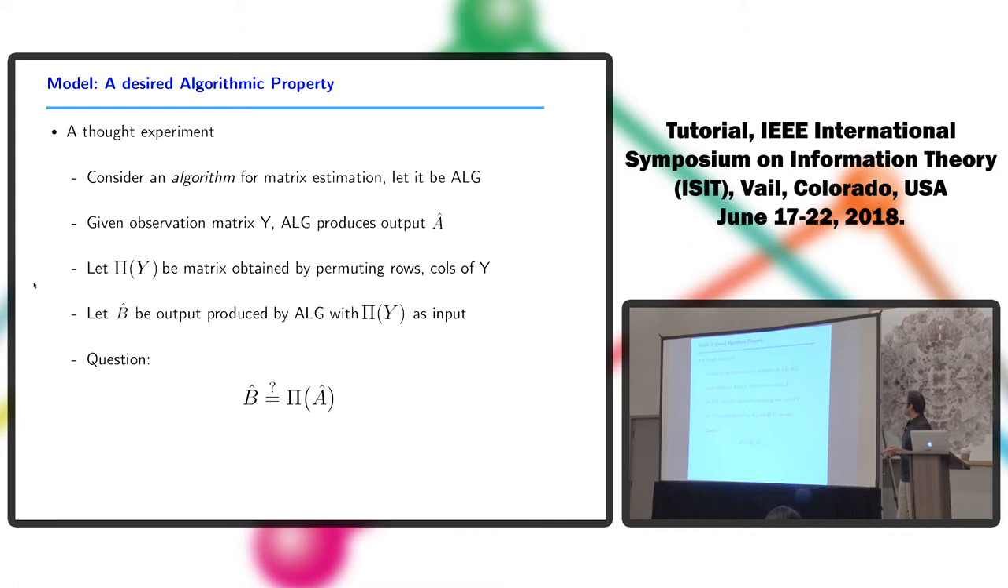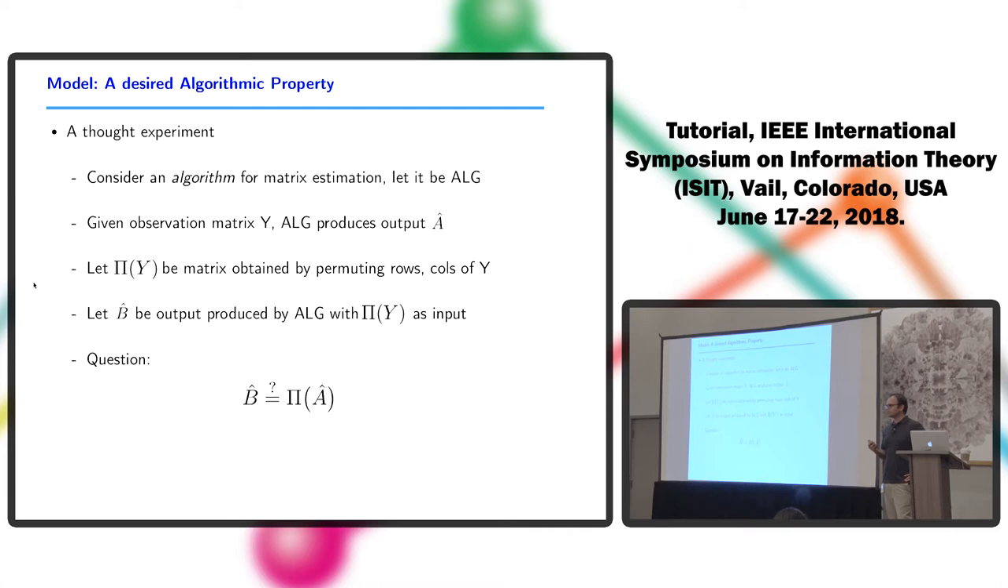Question, is B hat the same as pi of A hat? That is, you take the A hat that you got by applying the algorithm to Y, and you permute it exactly in the way in which I permuted Y to get B hat. Putting it another way, does your algorithm utilize the fact that movie number 27 was called 27, and user number 2,191 was called 2,191? Let me make it more dramatic. It was user number XYZABC. It's a hash. There is no information in the indices.